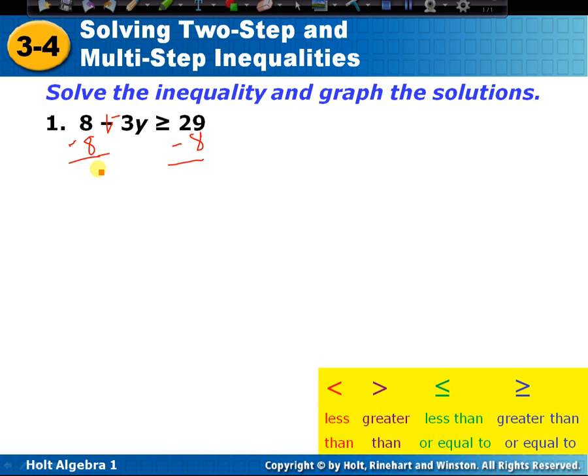Because we have a positive 8 here, we have to subtract 8, and that's going to give us, this cancels, negative 3y is greater than or equal to, and then 29 minus 8 is going to give us 21. So now, because we have this 3 and this y over here, and they're together and they're touching, they're being multiplied, so we have to divide everything in the problem by a negative 3 to get the y by itself. So we're going to divide both sides by a negative 3.